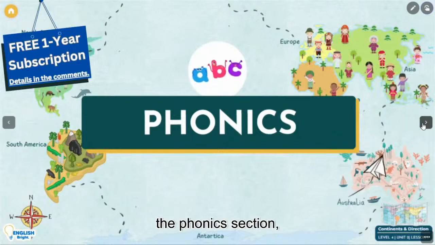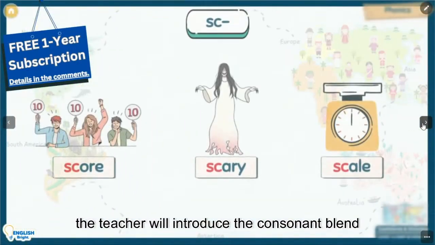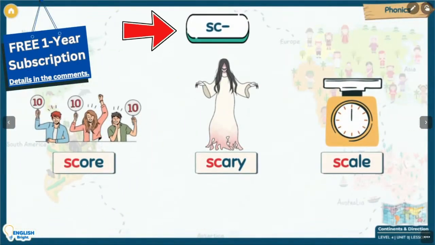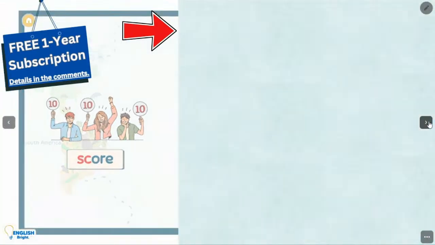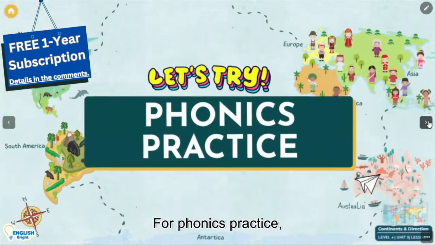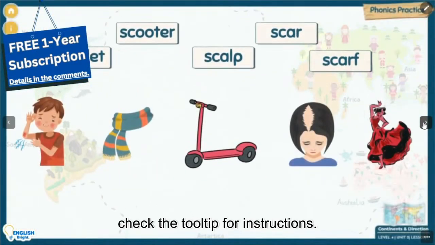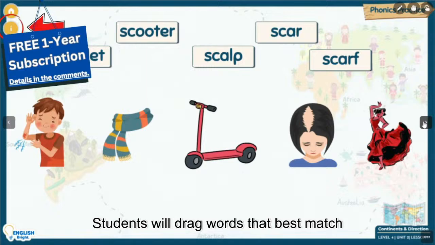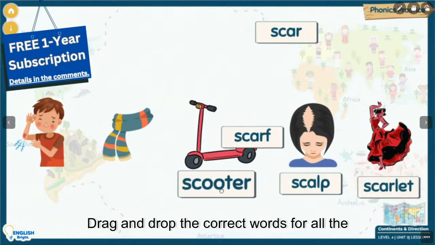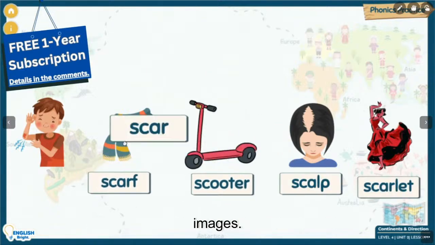In the phonics section, the teacher will introduce the consonant blend SC. For phonics practice, check the tooltip for instructions. Students will drag words that best match each image. Drag and drop the correct words for all the images.